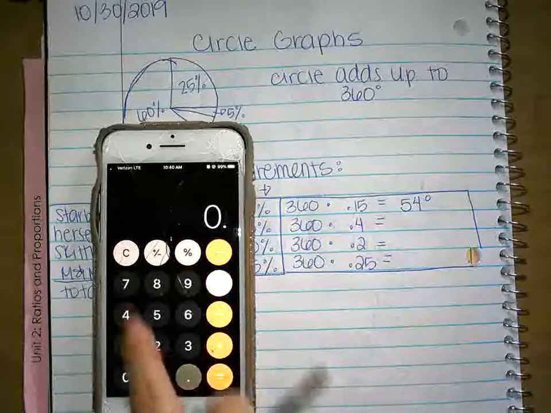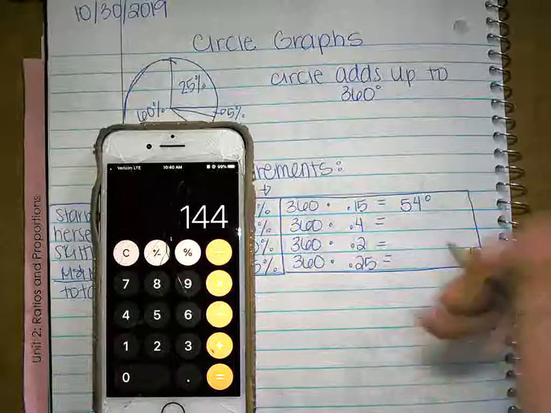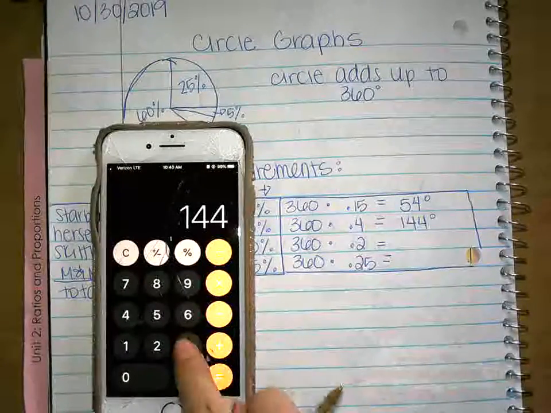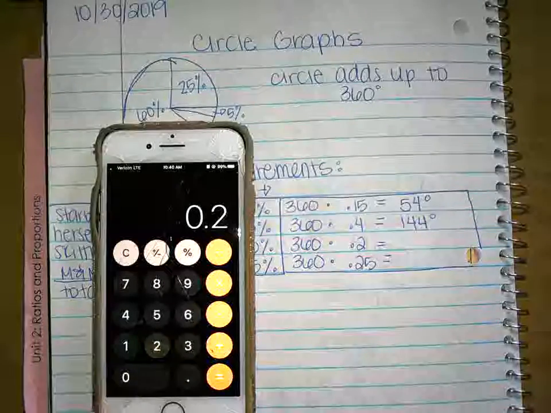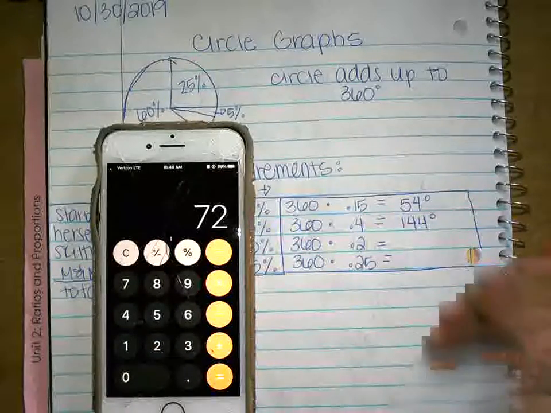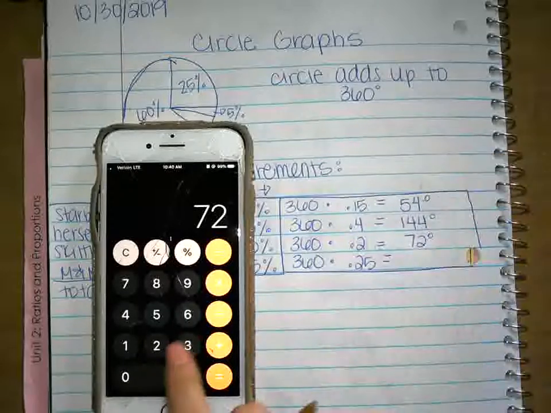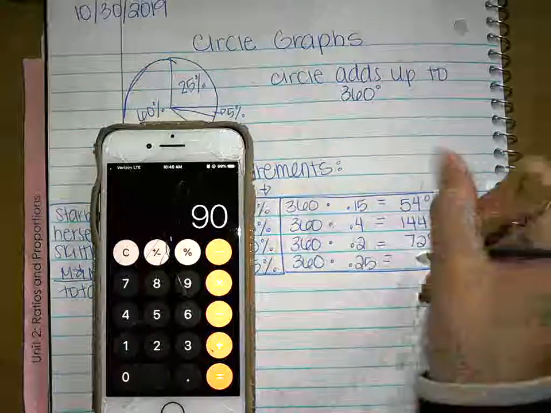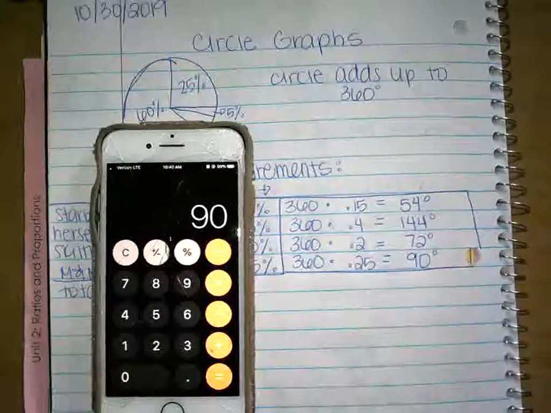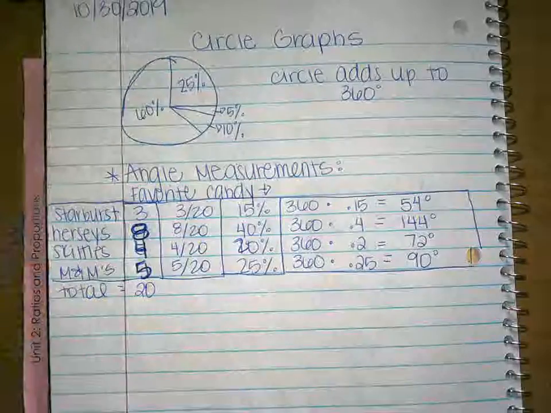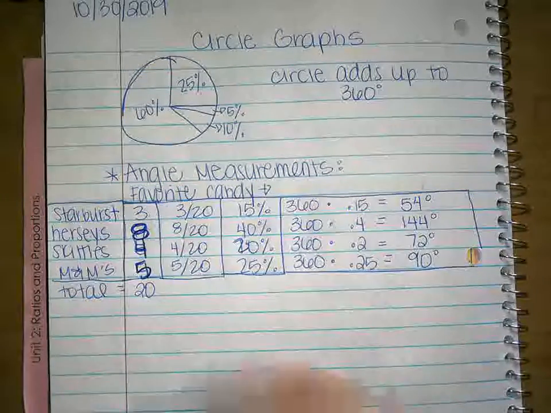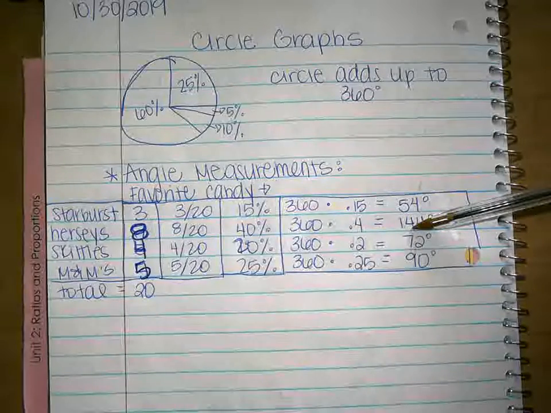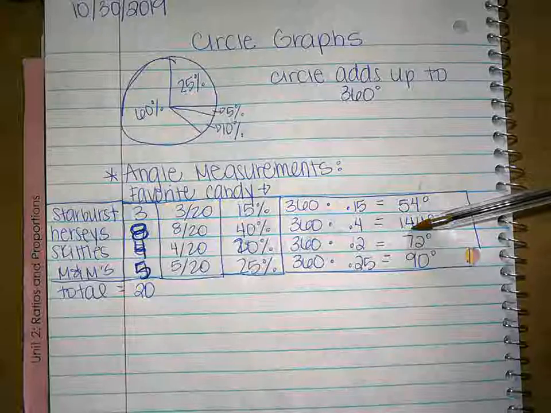Okay, so then I would do 360 times 0.4, and I get 144 what? Degrees. I will do 360 times 0.2, and I get what? And then I do 360 times 0.25, and I get what? So if I want to find the angle measurements of a circle, this is how I do it. Does that make sense to everyone?